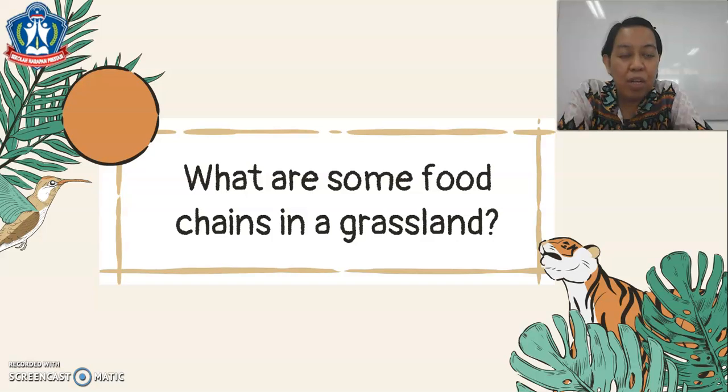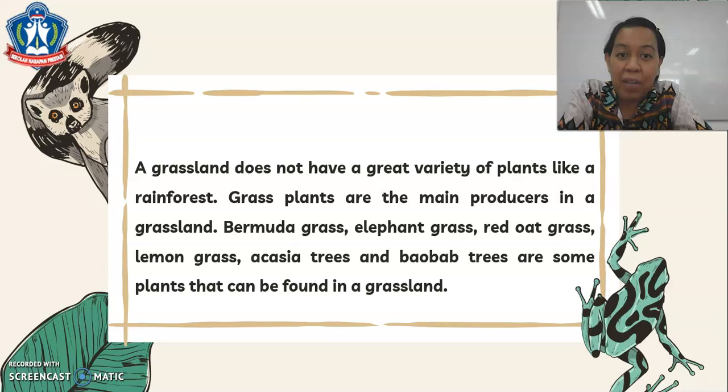What are some food chains in a grassland? Let's try to find out. A grassland does not have a great variety of plants like a rainforest. Grass plants are the main producers in a grassland. Bermuda grass, elephant grass, red oak grass, lemongrass, acacia trees, and baobab trees are some plants that can be found in the grassland.